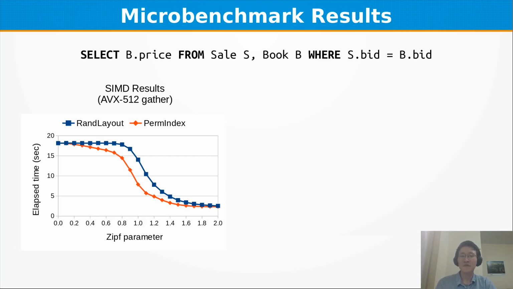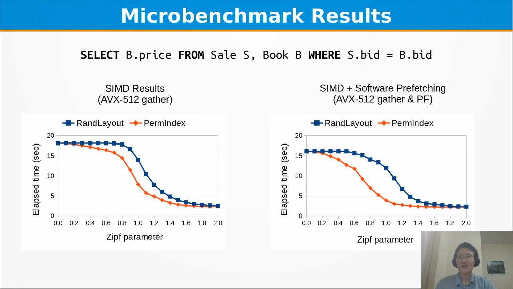For small Zipf values on the left, the data is close to uniform and both methods suffer from cache misses. For larger Zipf values, the skew is very concentrated in a few data items, so both methods have cache hits for most of the time. On the right, we try to use software prefetching to hide the cache miss latency. Both methods become faster, but the permutation index has even better speedup.